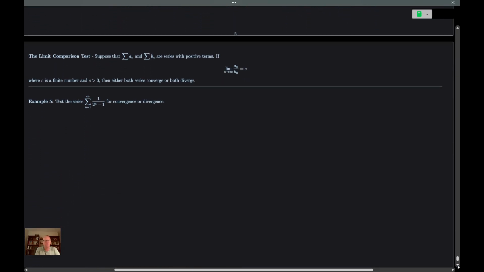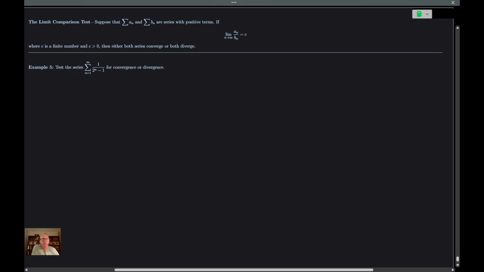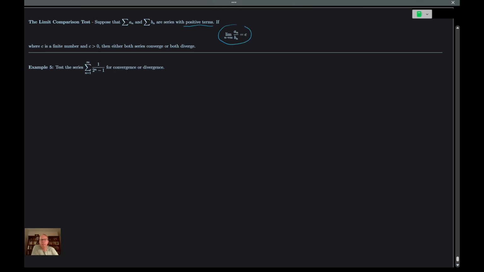All right, then the next one is the limit comparison test. Let's say we have two series with positive terms. If the limit of the ratio equals c as n goes to infinity, where c is a finite number and c is positive, then either both series converge or both diverge. The idea here is we want to find a series that converges. We don't know if this one does or not, but let's find a series that we do know converges. It helps if it's similar.